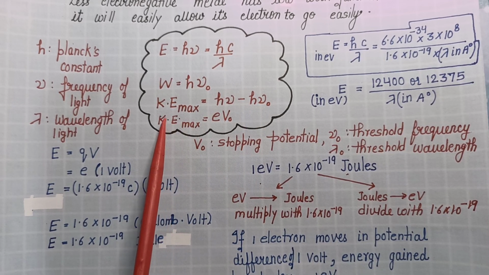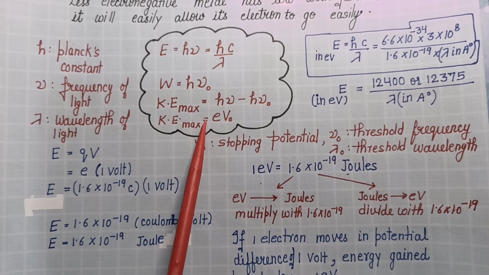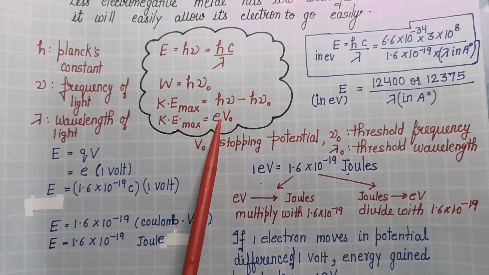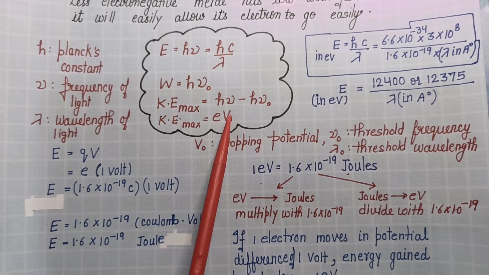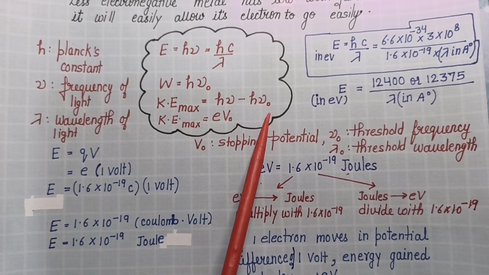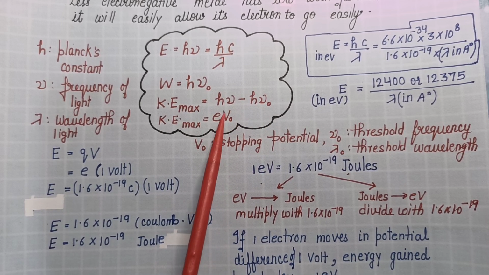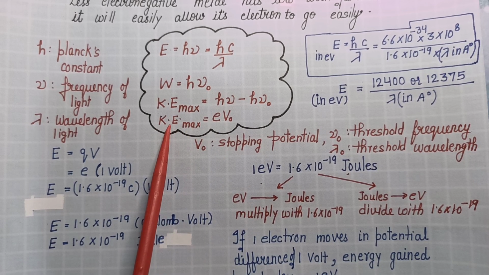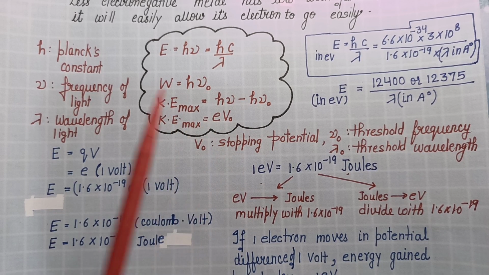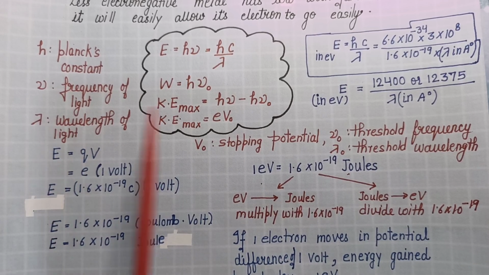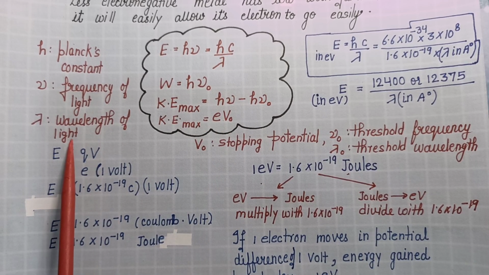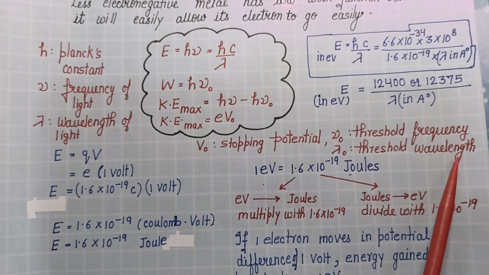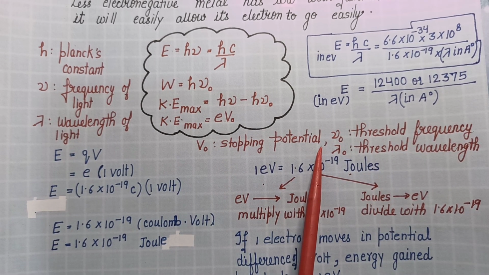And the maximum kinetic energy of an electron can also be written as the charge of the electron times the stopping potential. Stopping potential is that negative potential of the anode which can make the photocurrent zero by stopping the maximum energy photoelectron from reaching the anode. Here h is Planck's constant, lambda is the wavelength of the incident light, lambda naught is the threshold wavelength, and V naught is the stopping potential.